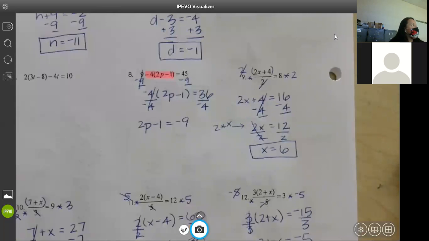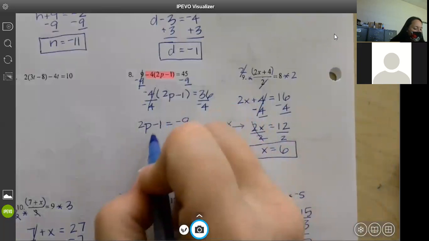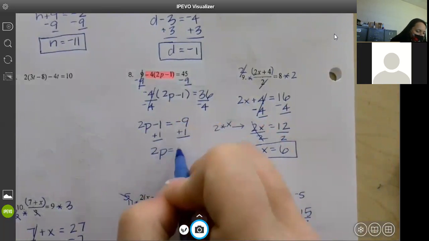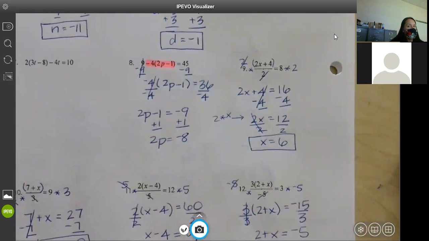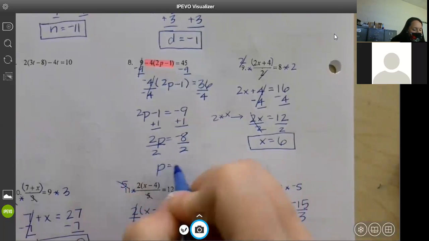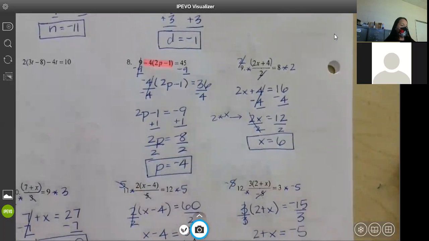How do I solve? I'm looking to get p by itself. What's on the same side but not with p? How do I get rid of a -1? +1. Good job. I get 2p equals -8. And then how do I finish it? Remember, if they're side by side, that's multiply. How do I get rid of a multiply? Divide by 2. We get p equals -4. Good job, guys. Excellent.